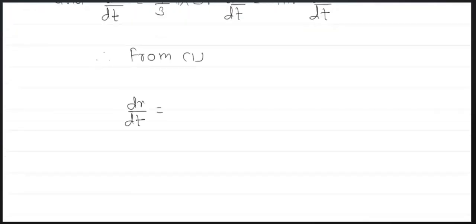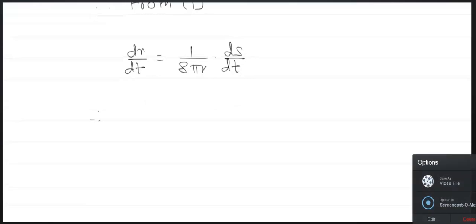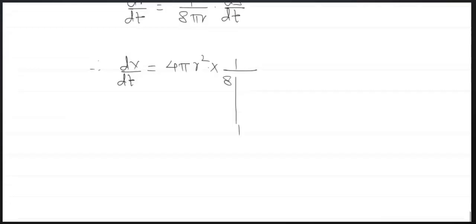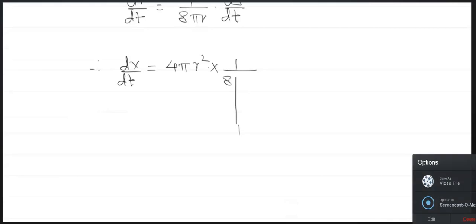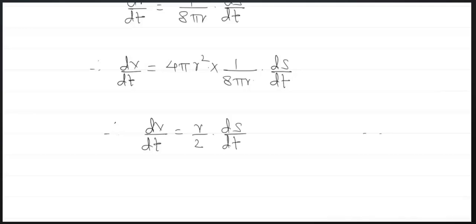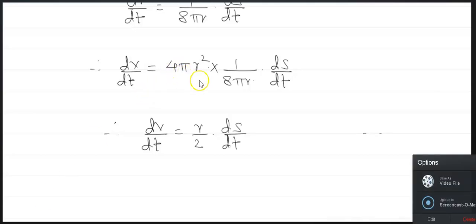From 1, dr upon dt is equal to 1 upon 8 pi r into dS upon dt. We have also solved this type before. Therefore, dV upon dt is 4 pi r square into the value of dr upon dt, which is 1 upon 8 pi r into dS upon dt. Substitute the value. If we simplify this, you will get 4 pi upon 8 pi, that is 1 upon 2, and r, that is r upon 2 into dS upon dt. But we know the value of this dV upon dt.